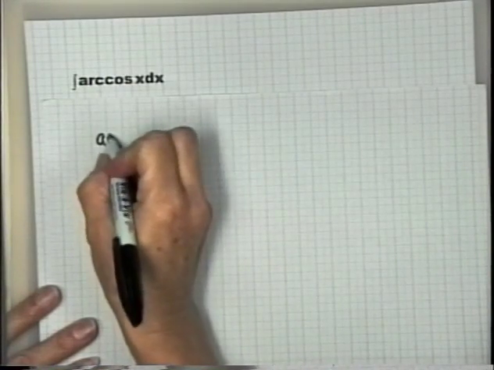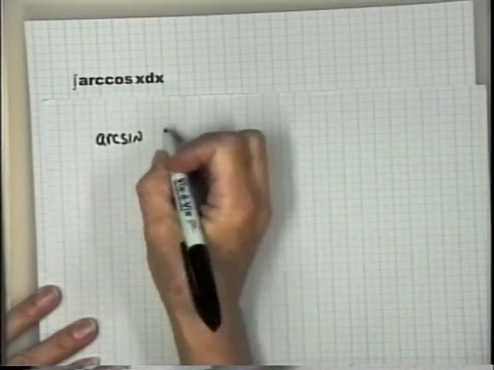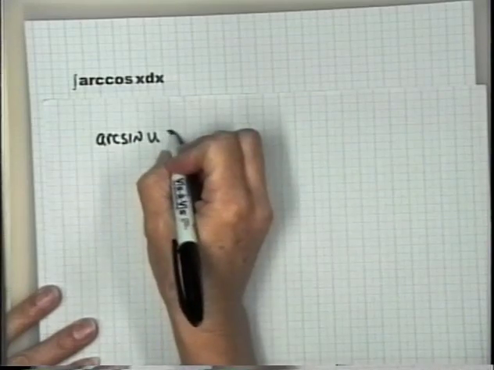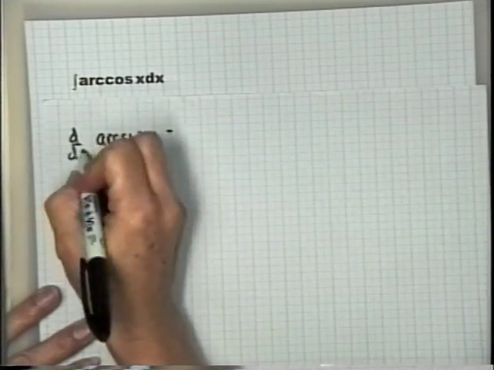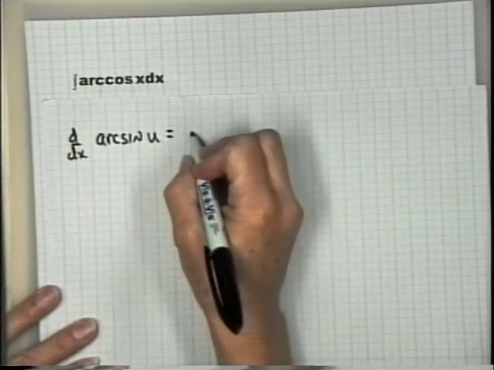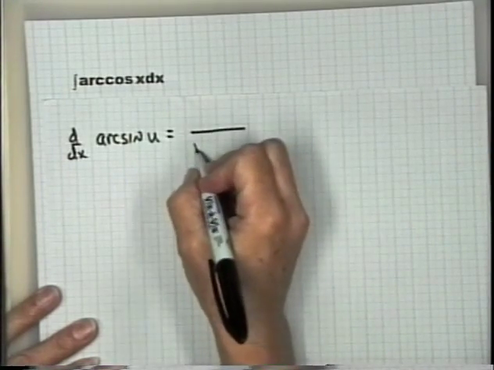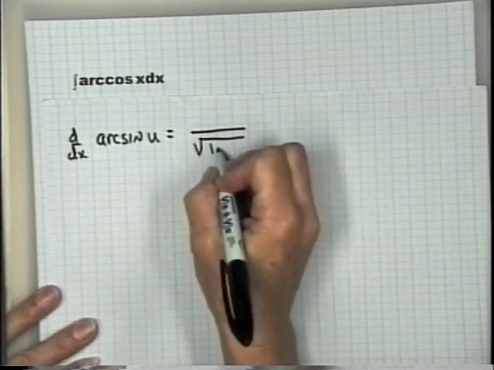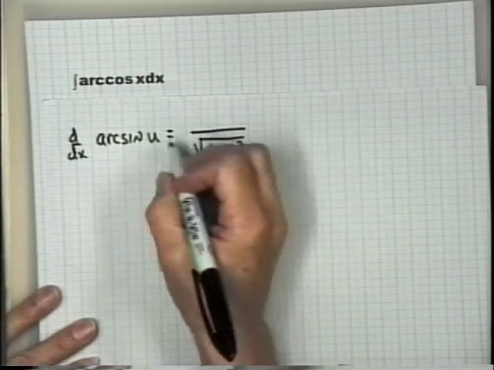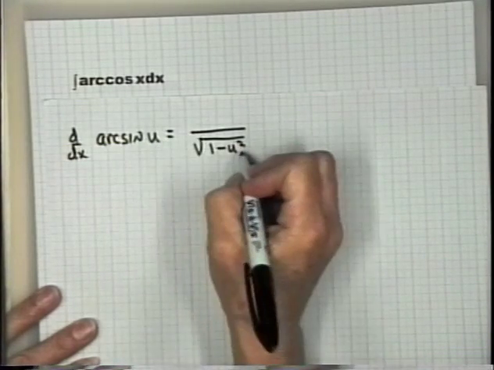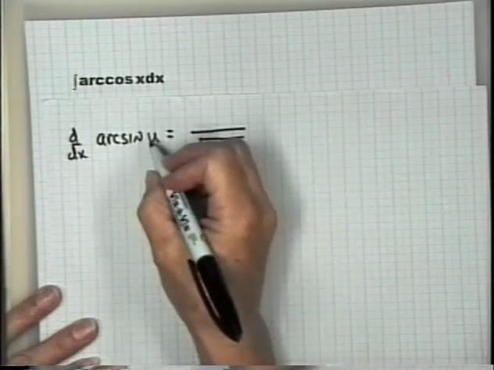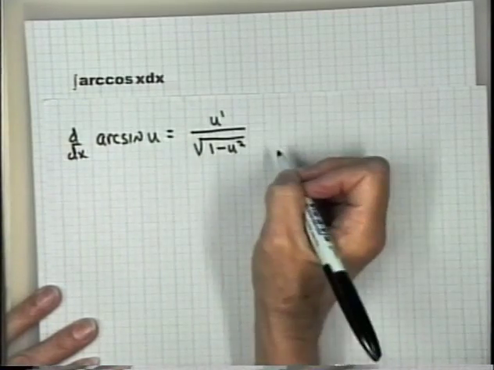I'm going to start with the arc sine just because I remember that one. Arc sine of u, if we're taking the derivative with respect to x of that, I like to do it this way. I draw a fraction bar. In the denominator, put a square root, 1 minus u squared. So whatever the argument of my arc sine is, it's squared right here. And then the derivative of this argument goes right there.